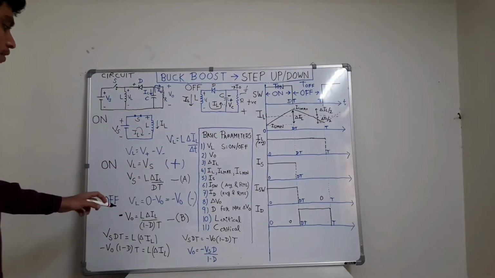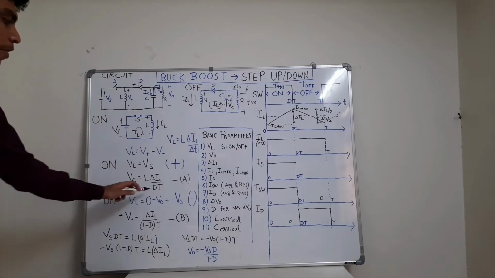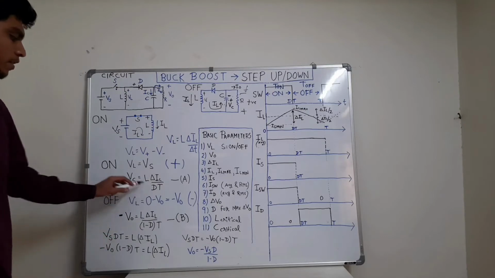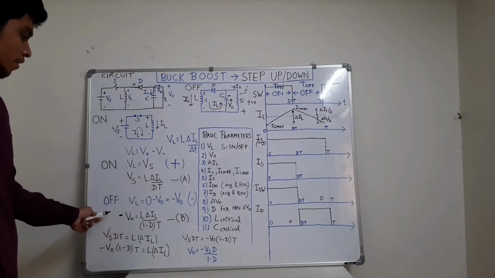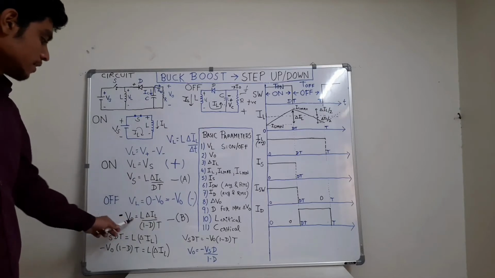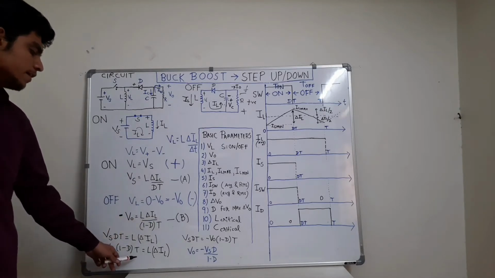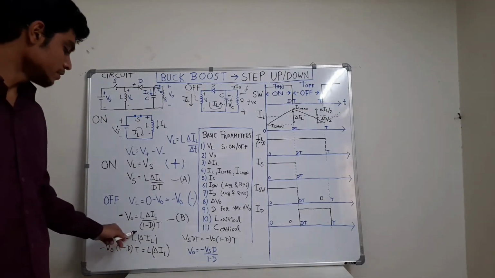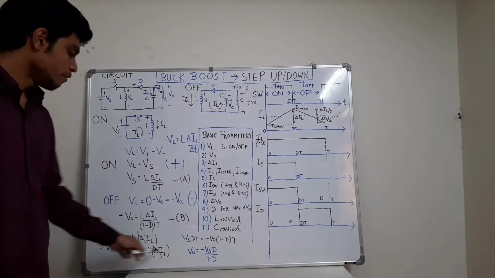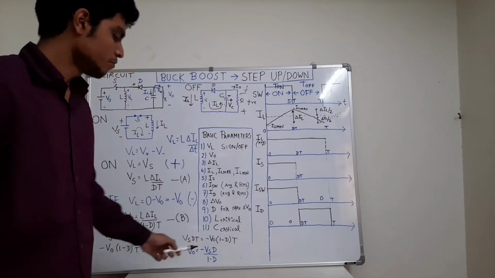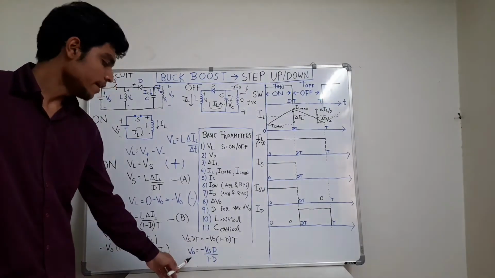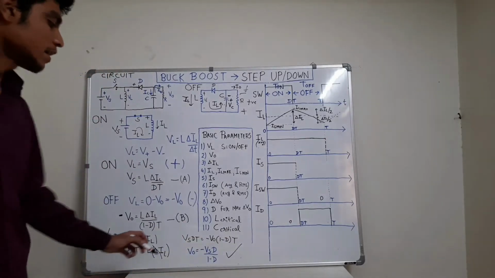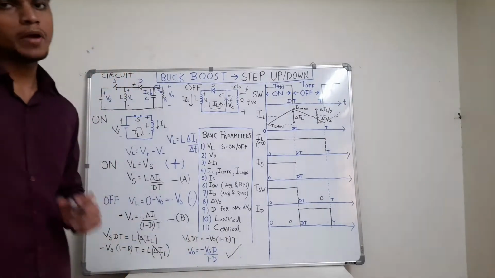So we saw that Vs is equal to L del IL upon dt for the on time. So from A we will get the same equation, putting dt that side. Similarly from the off equation we will get the same thing: minus V0 (1 minus d)T is equal to L del IL. From these two equations we eliminate the L del IL terms, so we will get Vs dT is equal to minus V0 (1 minus d)T, and hence the final output voltage equation is V0 = minus Vs d upon (1 minus d).